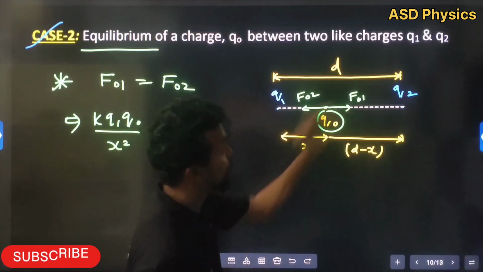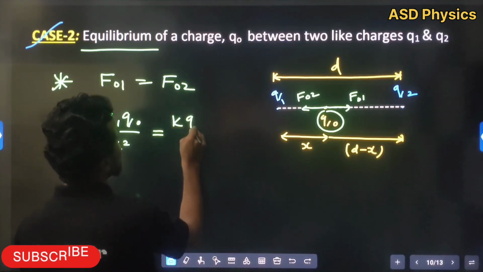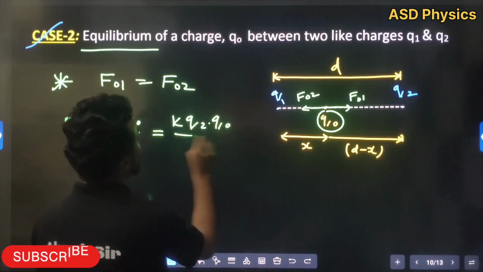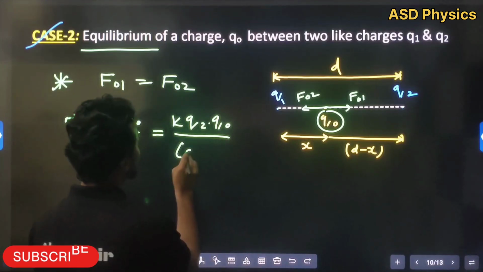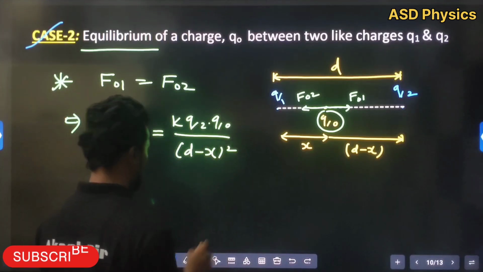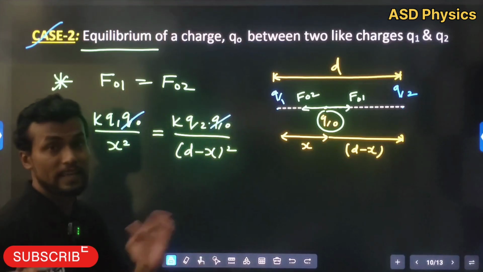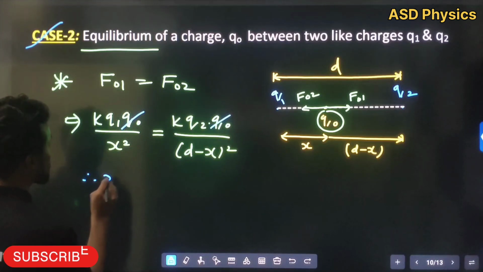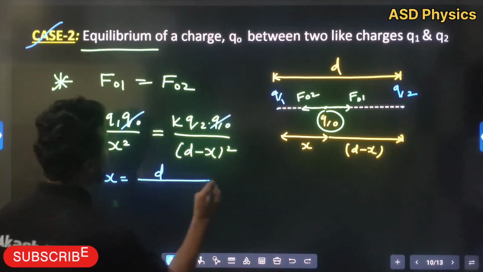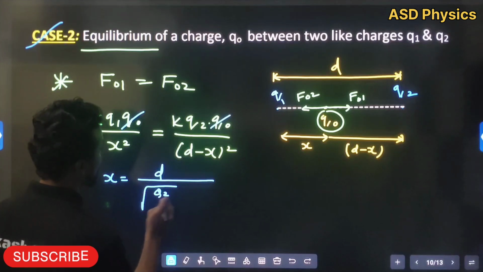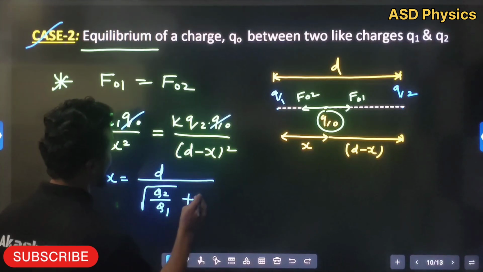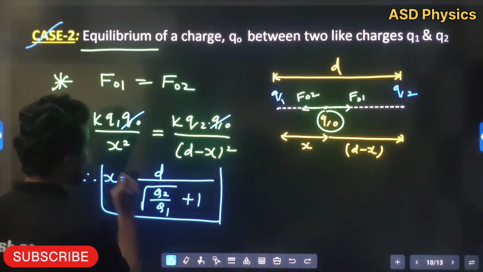Similarly, the F02 value is K Q2 Q0 by the distance between them, which is (d minus x) whole square. Then what will happen, students? This Q0 and this Q0 will cancel out. And when you find the value of x, it will come as d by root Q2 by Q1 plus 1. Okay, this is the value here.